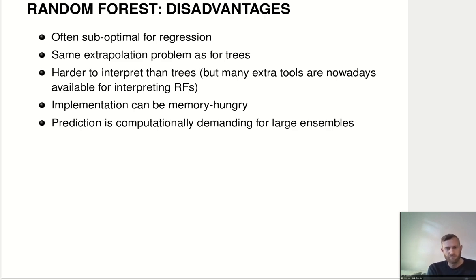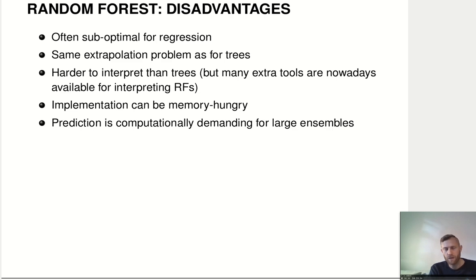They're much harder to interpret than trees, right? A single tree can be complicated, but still interpretable in theory at least. But 500 such trees, there is no way. But on the other hand, there are a lot of techniques available nowadays that you can use to visualize and understand and make random forests interpretable. So maybe that's not such a big disadvantage anymore.